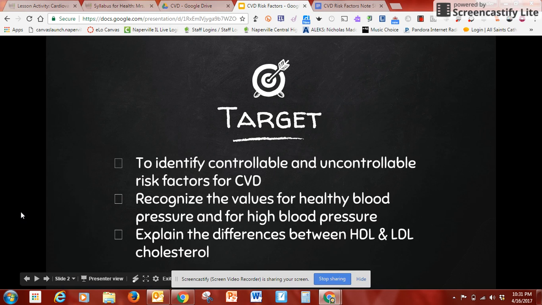Just to remind you that our targets for this lesson are to identify controllable and uncontrollable risk factors for cardiovascular disease, to recognize the values for healthy blood pressure and also for high blood pressure, and to explain the differences between HDL and LDL cholesterol.